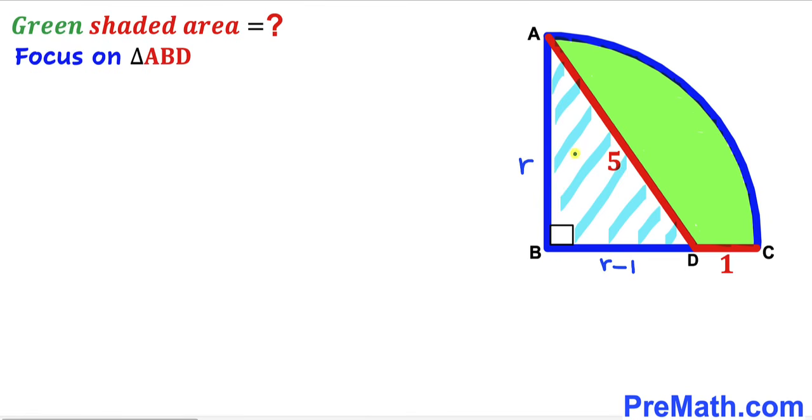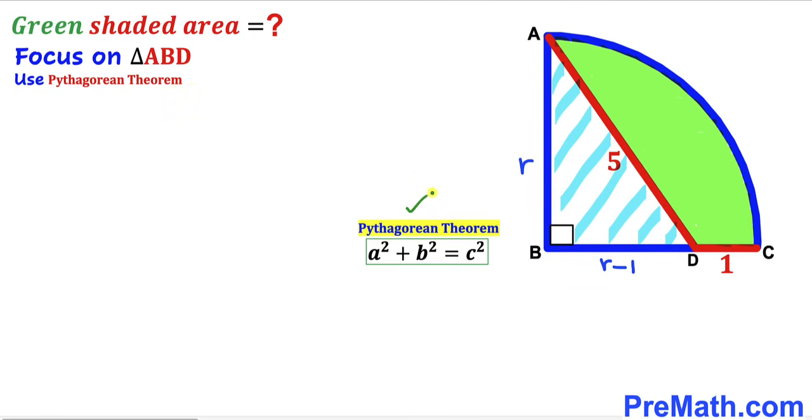Now let's focus on this right triangle ABD, and apply the Pythagorean theorem on this triangle. Here's our Pythagorean theorem, a square plus b square. In our case, our hypotenuse is 5, whereas our two other legs are r and r minus 1. Let's fill in the blanks in this formula. So we get r square plus r minus 1 square equal to 5 square.